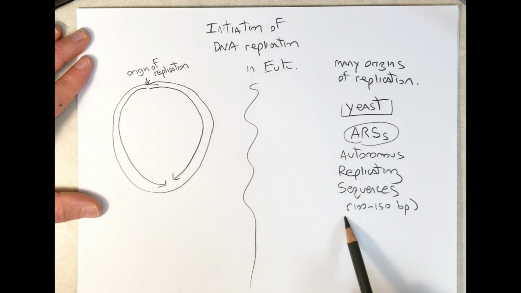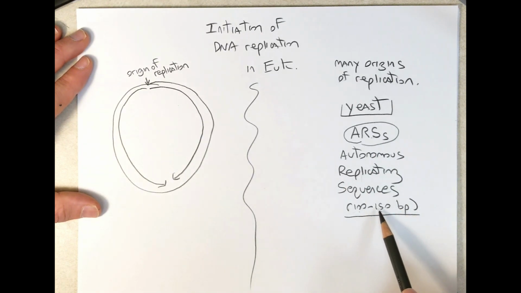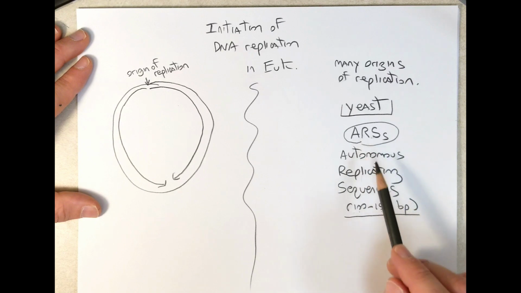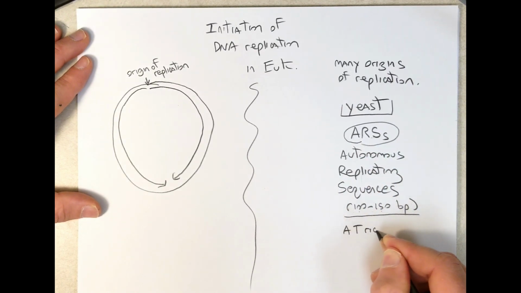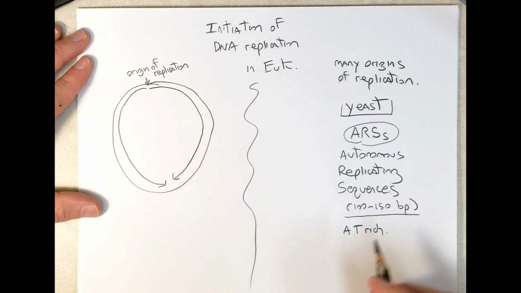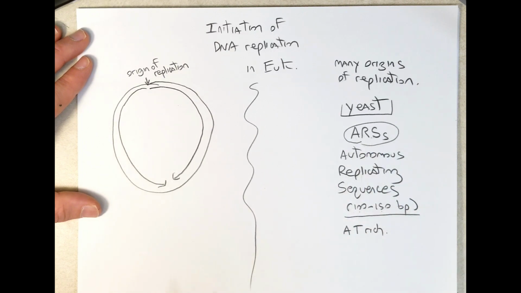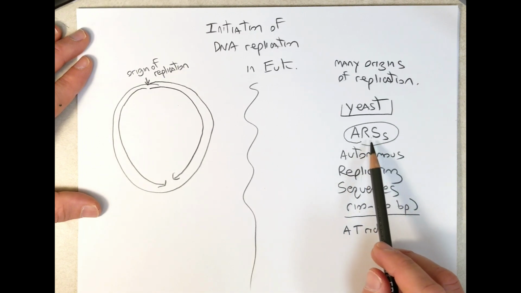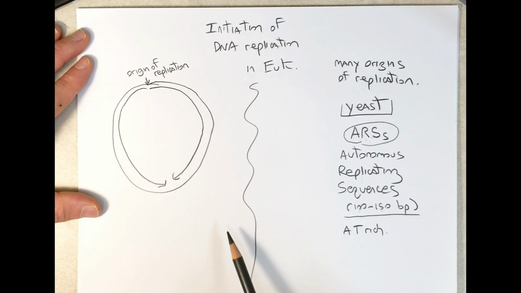Now again, these are 100 to 150 base pairs long. And what I want you to do is take a look in the notes. There's a little more information about these. Essentially, they're A and T rich, so they have lots of A and T nucleotides. There's a couple of sequence motifs in them that seem to be important, but there's also something we don't quite understand: they don't work at every location in the yeast genome.